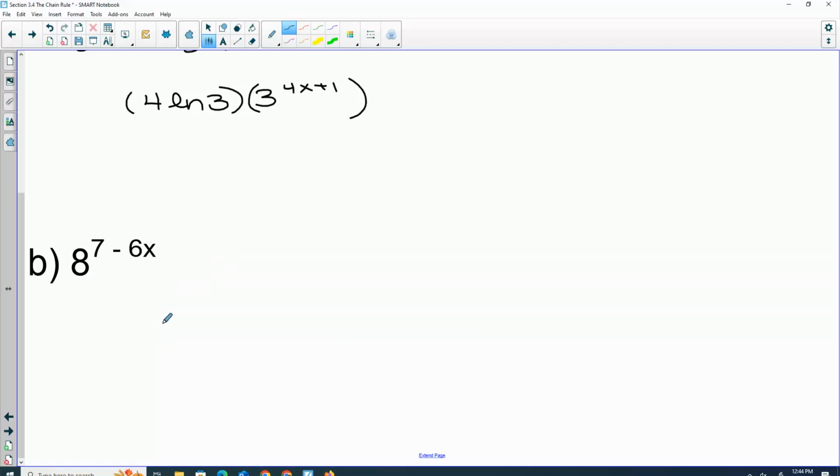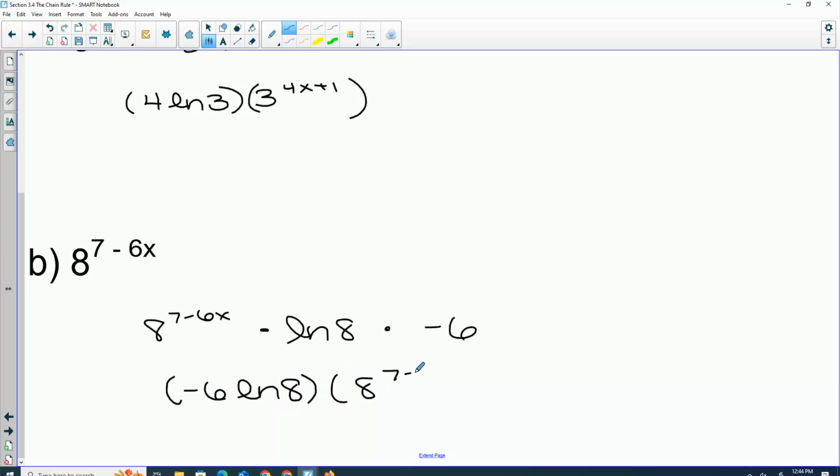The derivative of this is still 8 to the power times the natural log of 8. But what else do we need to multiply by? -6. So you could, if you wanted, write it as -6 natural log of 8 times 8 to the 7 minus 6x. But that's about it. Not necessarily complicated, just another rule to it.